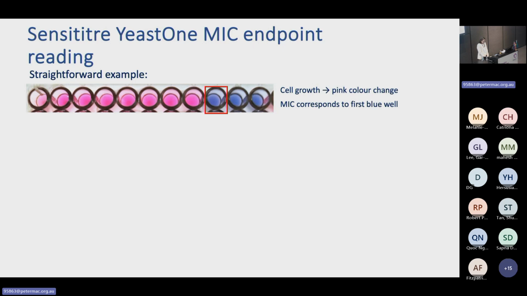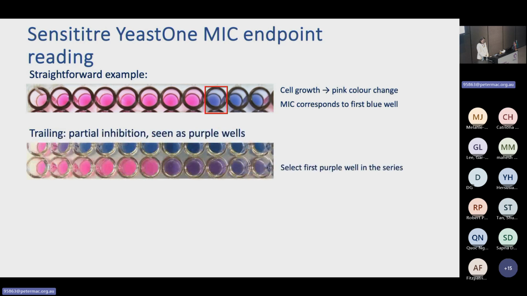But as we know, nothing is as clear-cut as we would like it to be. What we see quite often, and particularly with the azoles, is an artifact called the trailing effect, where there is some persistent growth in the wells above the MIC. We can see it visually because there isn't that distinct pink and blue colours. We start getting shades of purple. It doesn't mean that the isolate is resistant. There's just a small amount of persistent growth. What it does is it makes it a bit trickier to determine the MIC.